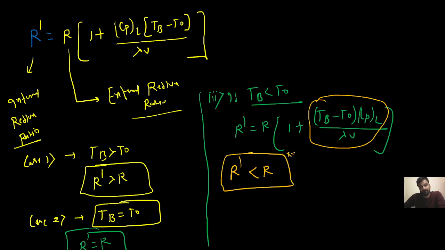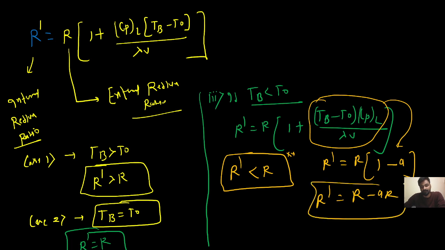R dash will be less than R. Why? Because this term will be negative. So can I write R dash is equal to R into 1 minus something, if I assume this is A, so R dash is equal to R minus AR. If we are subtracting something from R, that is why R dash will be less than R, right? So these are the three important points that you may get in a problem. I suggest you keep all these things in mind whenever you try to understand the subcooled reflux.